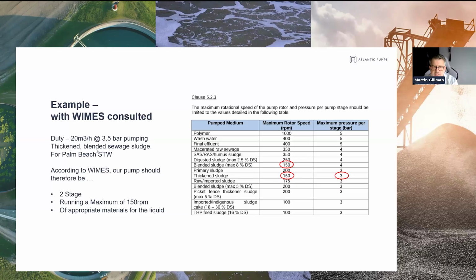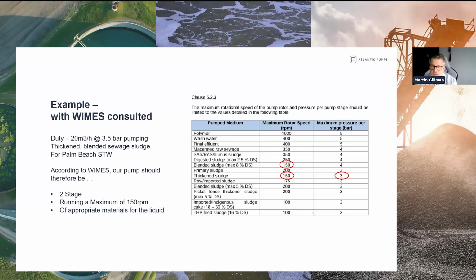We have a thickened blended sludge, so I've purposely made it a little bit more complicated by weaving two together there. But even if we find both of those on the chart, blended up to 8 and thickened, 150 RPM is our maximum guidance speed. So if we now go get some quotes and they're running at 487 RPM, we know that's probably not going to be my best choice. I don't care if it only costs you £2.50, it's probably going to cost you that every hour. So that's our guidance, that's how it works.